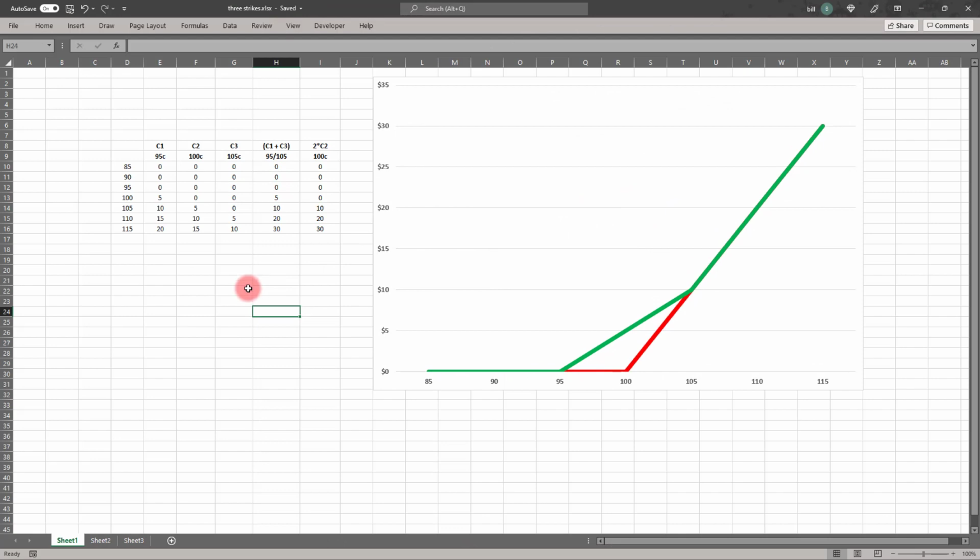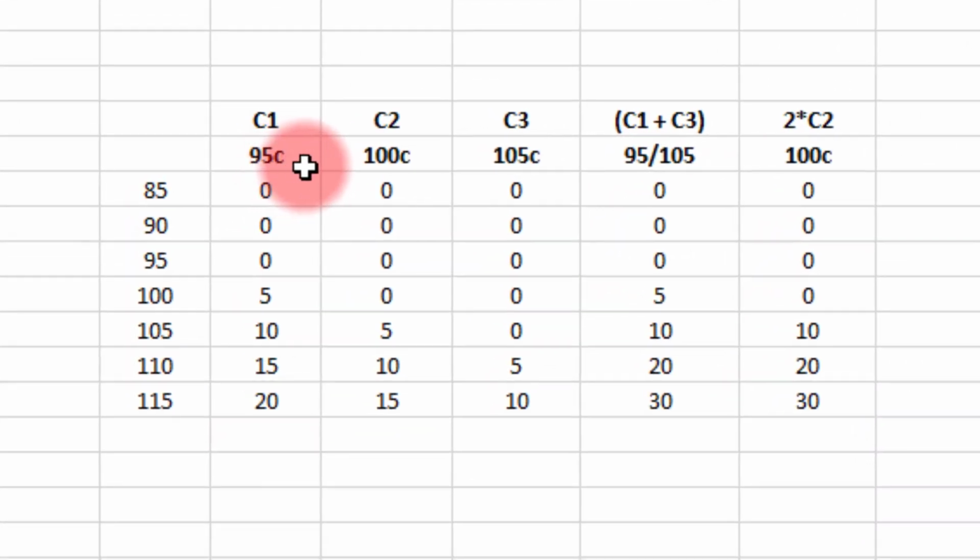All right, so here is our Excel spreadsheet, and I've got 3 different strikes. Here's our 95, 100, 105. And to make it easier, I'm going to list the option prices at expiration. So we're going to compare 2 traders.